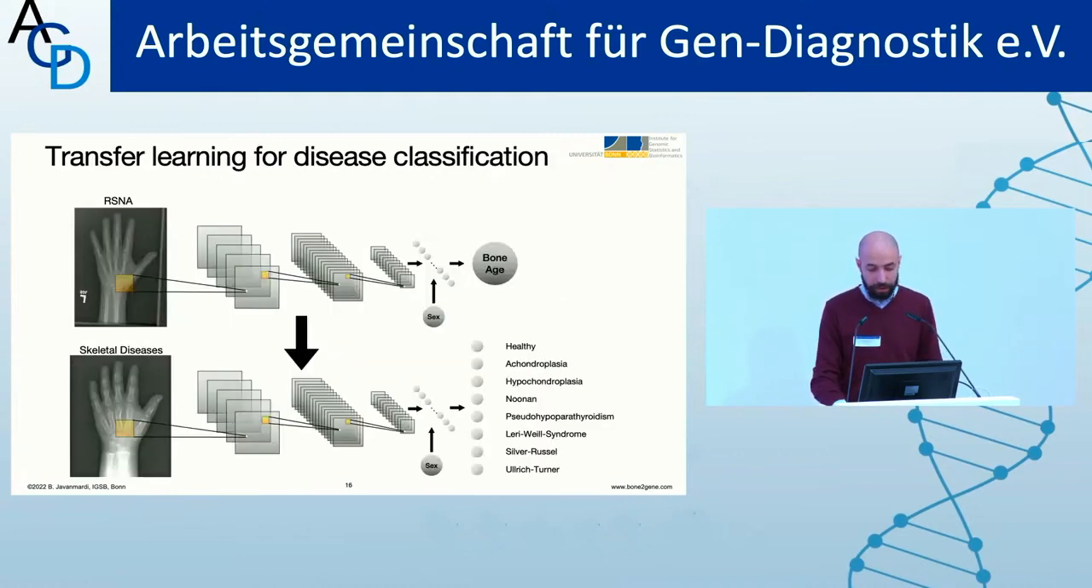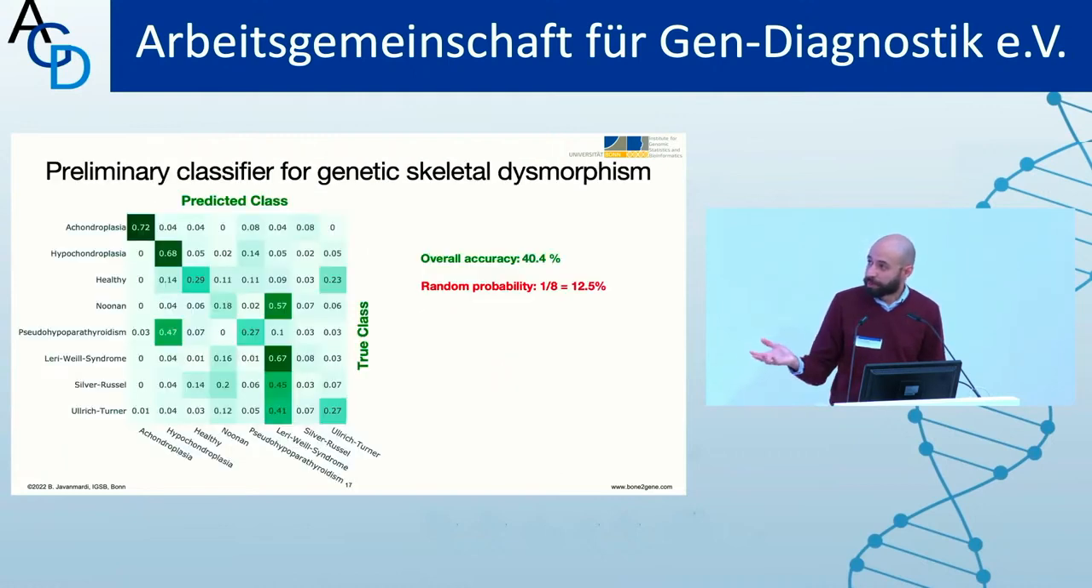Going back to the main point, we had the state-of-the-art performing bone age model, and then we took that and did the transfer learning that I explained to you to build a preliminary classifier for differentiation of X-rays from different skeletal disorders. This is the result of the preliminary classifier that we have.